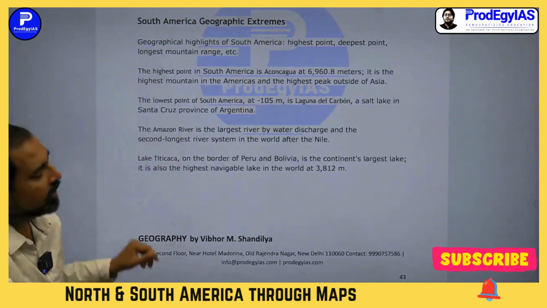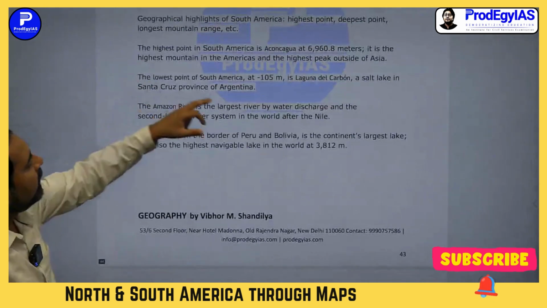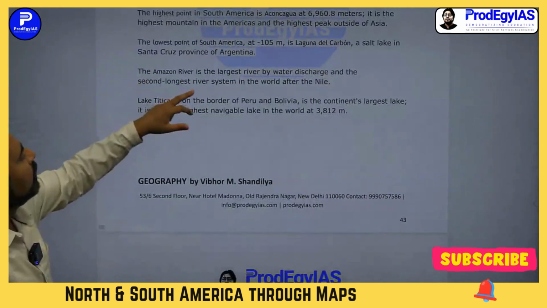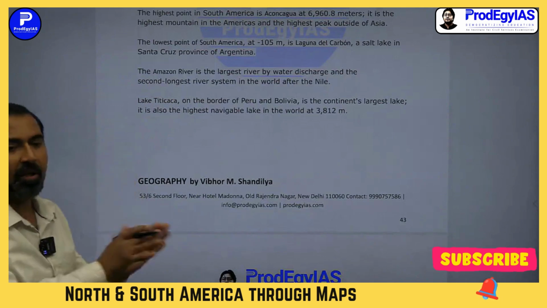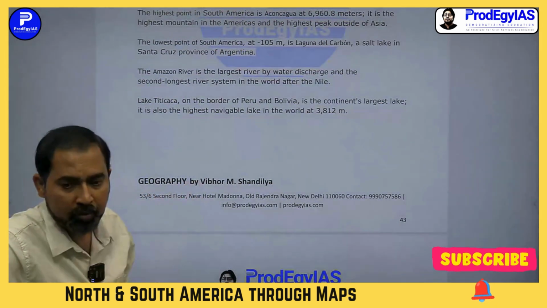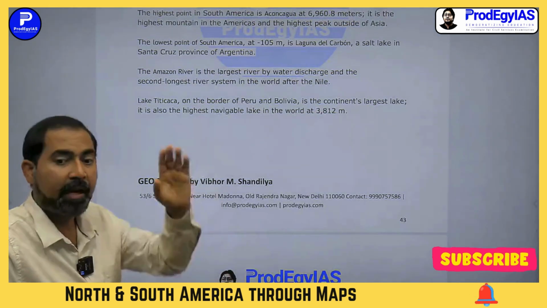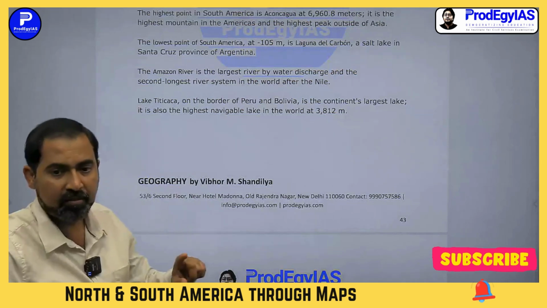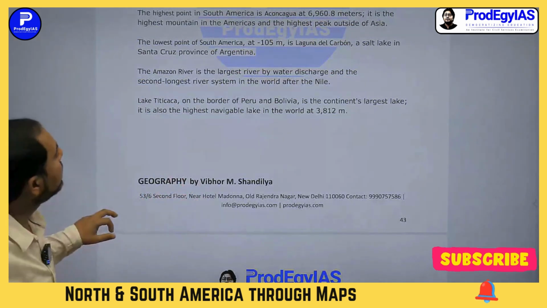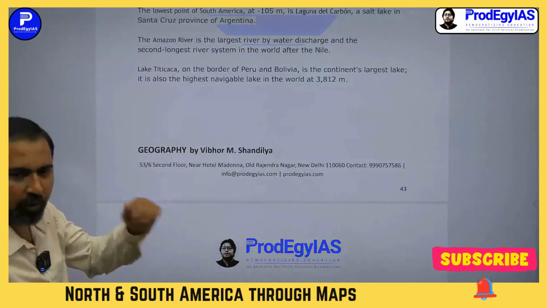lies in the Andes. We saw all this in volcanoes. Lowest point, a salt lake, Laguna del Carbon. Then Amazon River is the largest river by water discharge. Means if a question is asked about the water discharge, water volume, then Amazon is the largest river. And if a question is asked about the longest river, then it is Nile. World's longest river is Nile, and world's largest river volume-wise is Amazon, right? And it is also the second longest, after Nile.